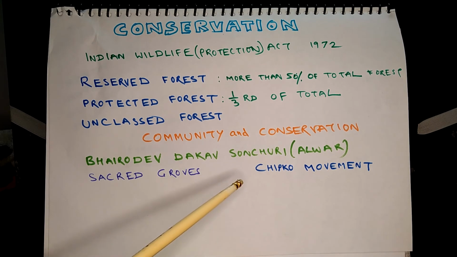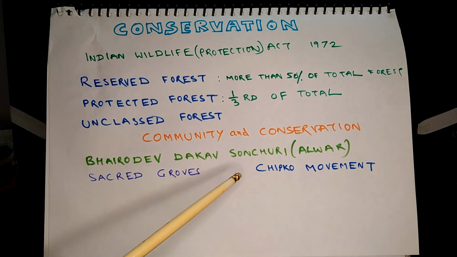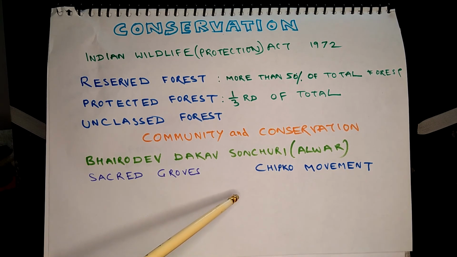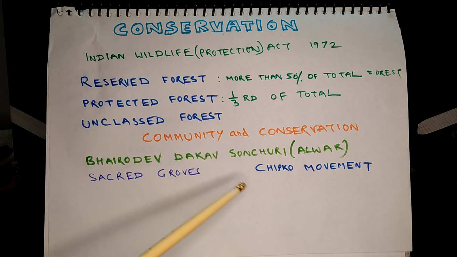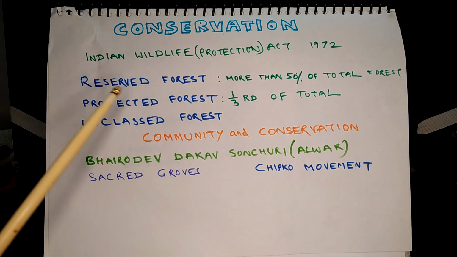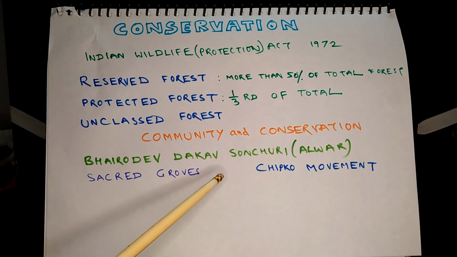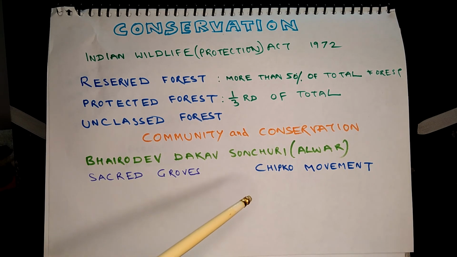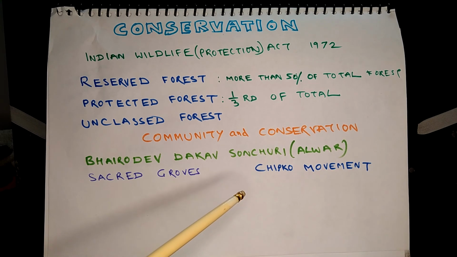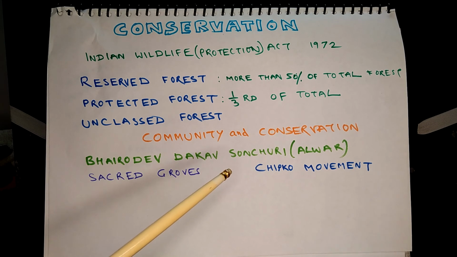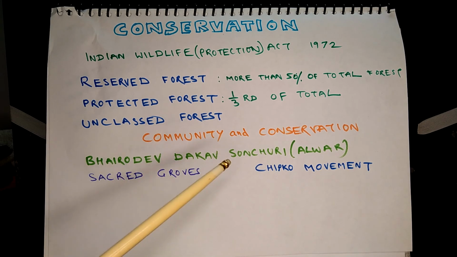Another example is of Chipko movement, which was started by women of Reni village in Garhwal district to prevent chopping of trees by contractors, and the Chipko movement spread gradually to other parts of the country. In Alwar, in a village in Rajasthan, people have earmarked a sanctuary. They have named it Bhairav Dev Dakav Sanctuary, and they take good care of blackbucks and other species in that sanctuary. The Bishnois of Rajasthan have traditionally taken care of blackbucks and khejri trees. So we have so many examples of community involvement in conservation. So the government effort should go along with the community effort towards conservation, and this will obviously give better results than whatever results were attained because of alienation of the community.